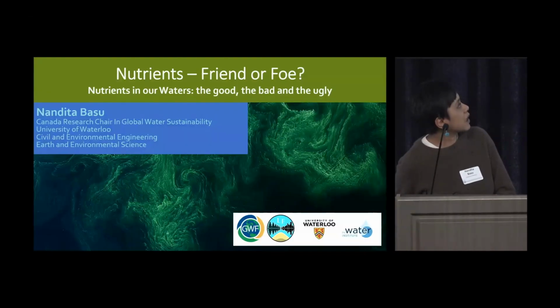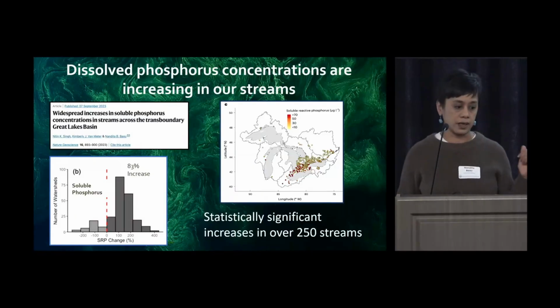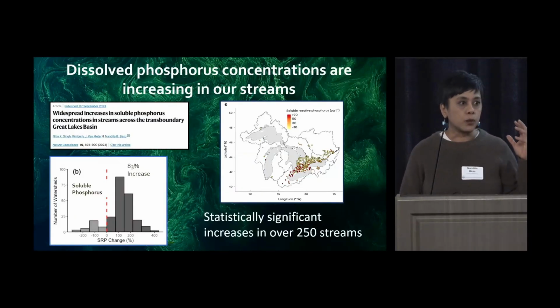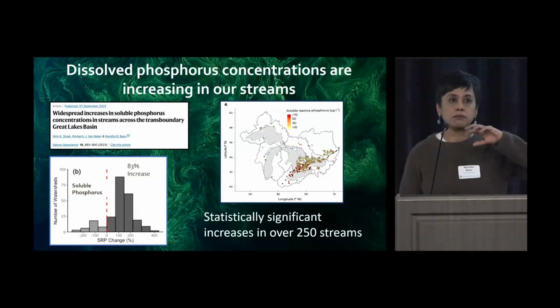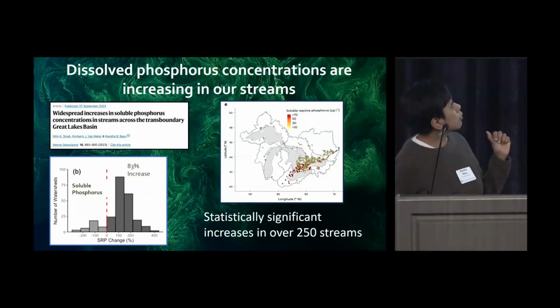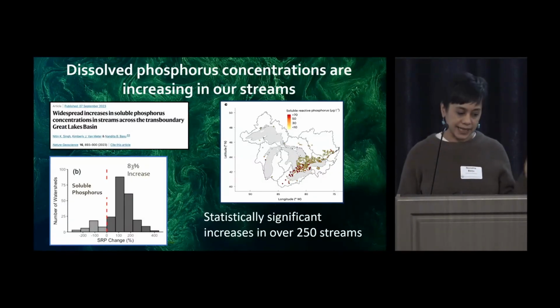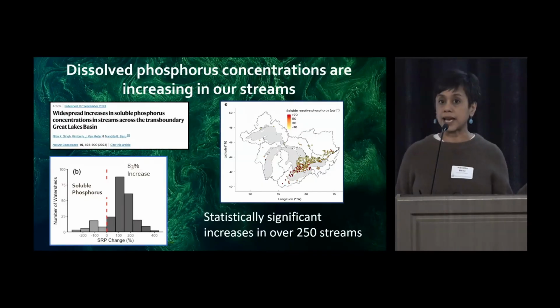So one of the things I wanted to share with you to start is the results of one of our works. We work across scales, from watershed to regional scale. In this work, we looked across 400 watersheds in the Great Lakes Basin. And one of the key things that we found is that dissolved phosphorus concentrations are increasing in 83% of the streams that we are looking at.